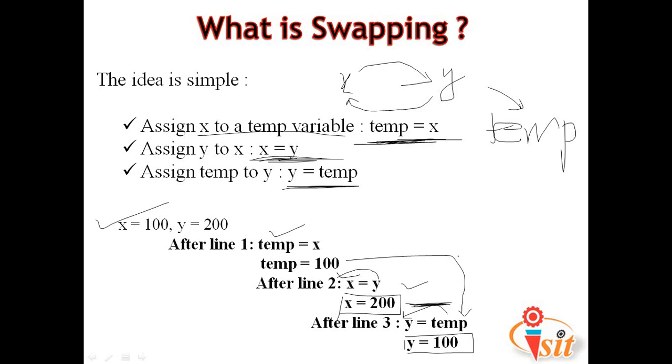Swapping means exchanging the values from one variable to the second variable. For that we use one more variable, temp, to hold the temporary value, and by using this algorithm we can exchange the elements from one variable to the second. This swapping concept is going to be used to implement the bubble sort algorithm.